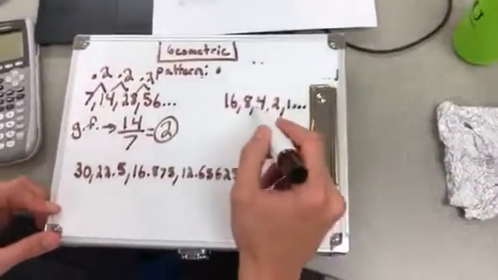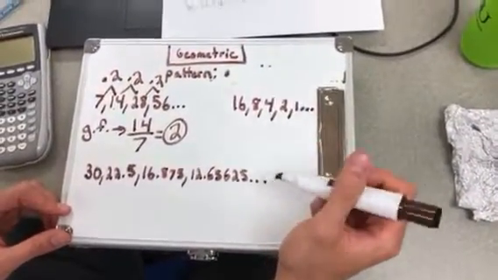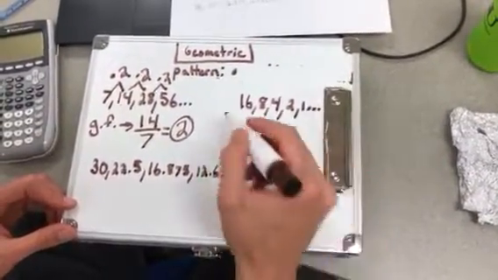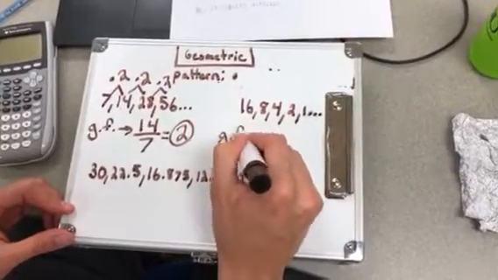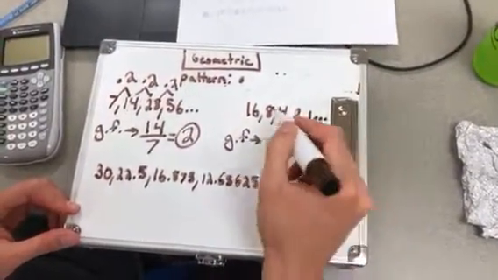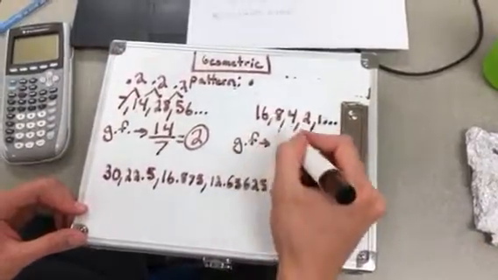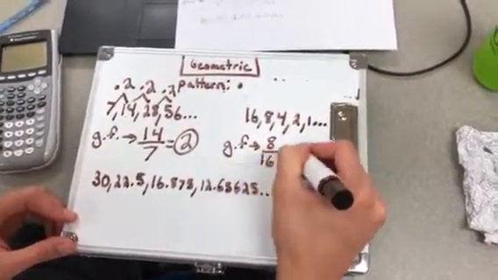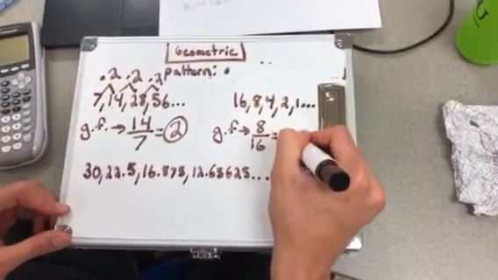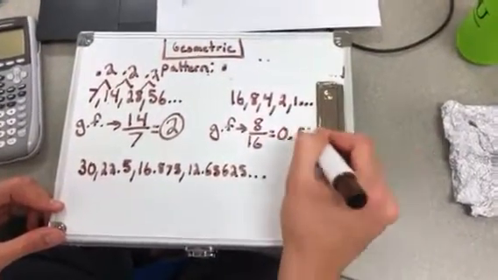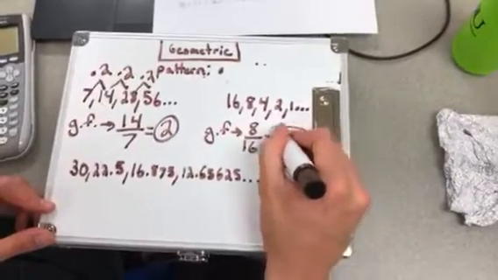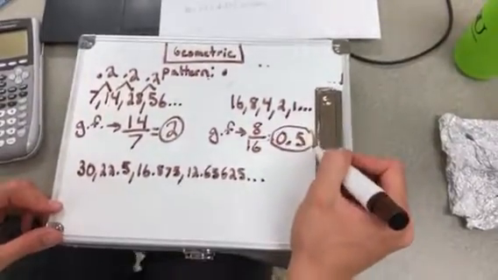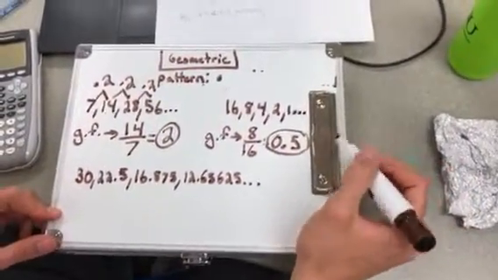So again, if we have a sequence over here and we want to check to see if it's geometric, we find our growth factor, which would be the second term, which is 8, divided by the first term, which is 16, and this is going to give me 0.5. So, okay, this is a little different. Now we have a decimal. Does this make a difference? No. We do the same thing.